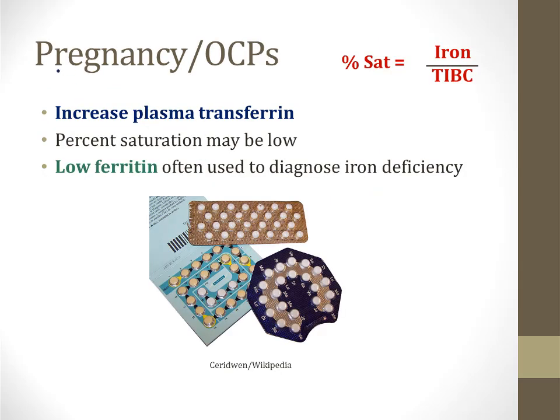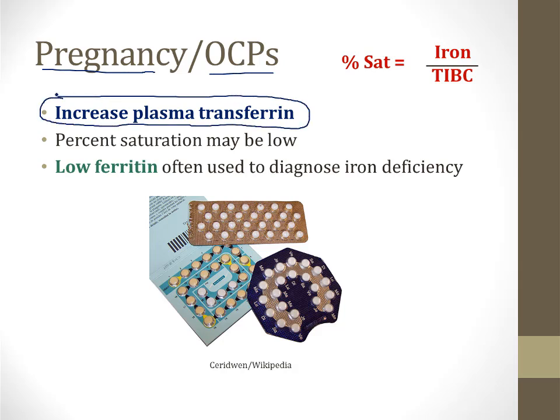Let me pause and make a side point here about pregnancy and oral contraceptive pills. Both pregnancy and OCPs can increase the plasma transferrin level. This means that the transferrin saturation may be low among women who are pregnant or women taking OCPs. Remember that the percent saturation is equal to the iron level divided by the TIBC, and the TIBC is a marker of the transferrin level. So when the transferrin or the TIBC goes up, that will make the percent saturation low. This can be important among women who are pregnant.